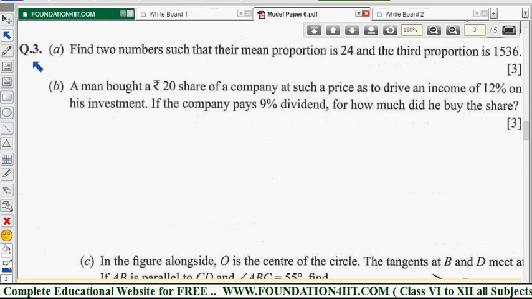So question number 3 from this paper, let us see now. First one, find two numbers such that their mean proportion is 24 and third proportion is 1536. Let us take these two numbers to be x and y and we'll solve the problem.